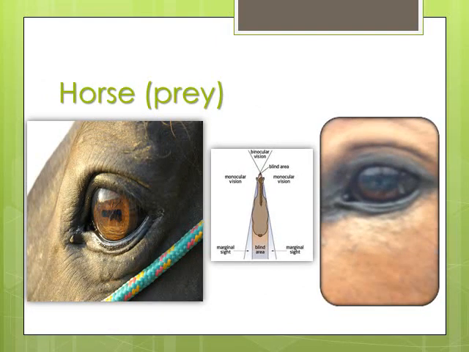Another common prey found in Oklahoma is the horse. This diagram demonstrates how huge a horse's peripheral vision truly is. The position of the eyes on the side of the head in conjunction with horizontal pupil shapes allows for almost 360-degree vision.